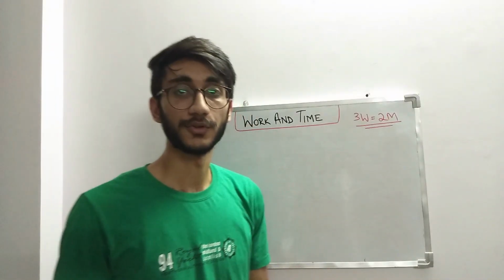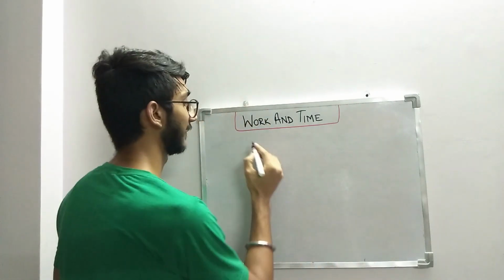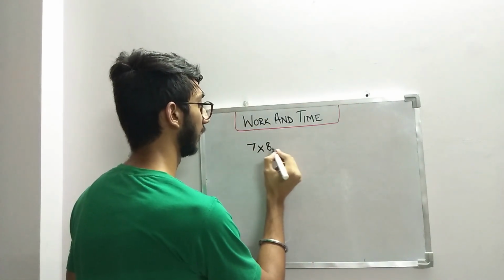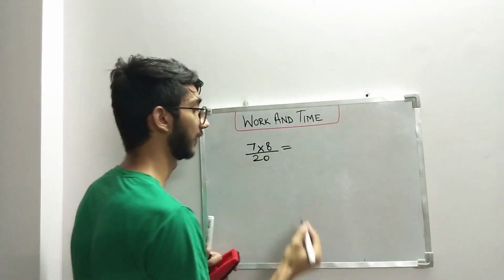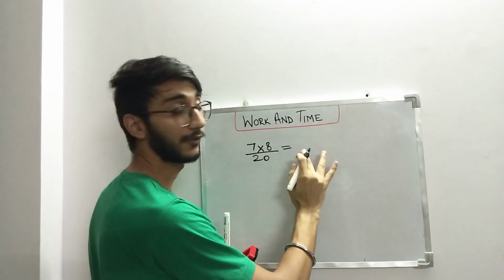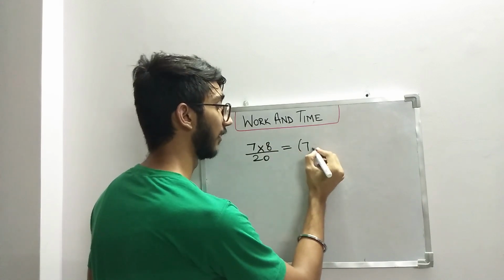So now to solve this question, we use the same formula again. So we have 7 into 8 upon 20. 20 is my work done, the weight that I have to lose. And now here we have to take care of the efficiency also. We have 7 into 1.